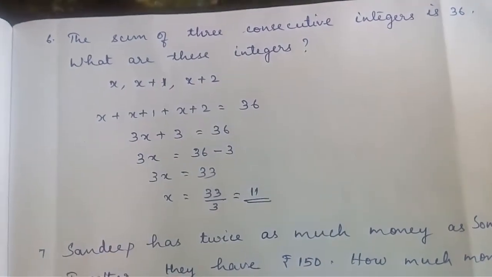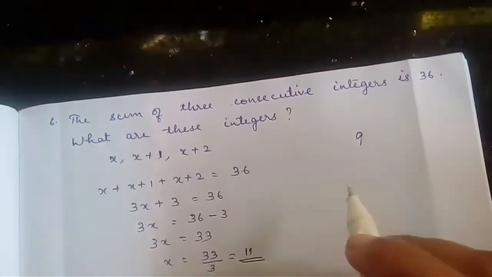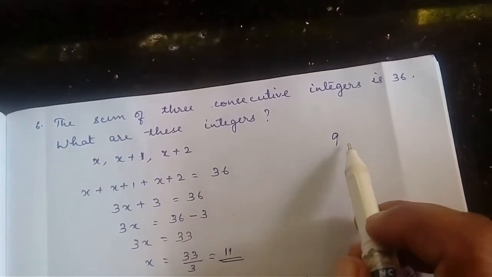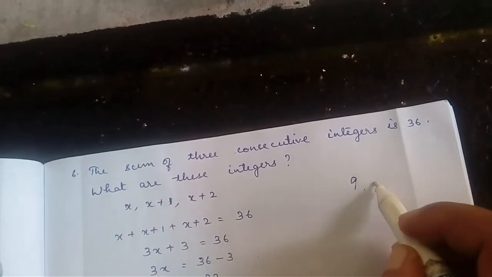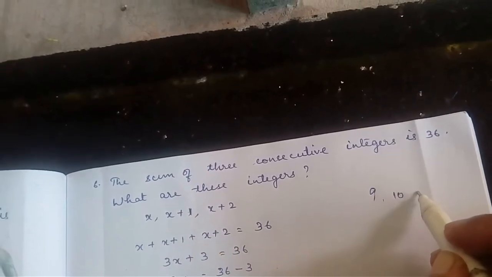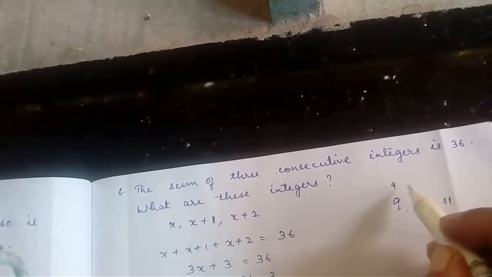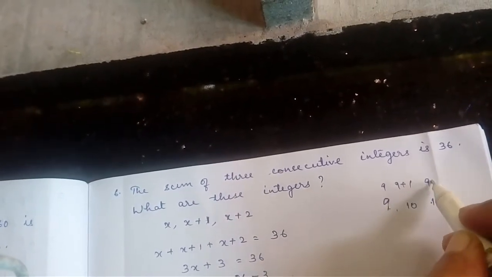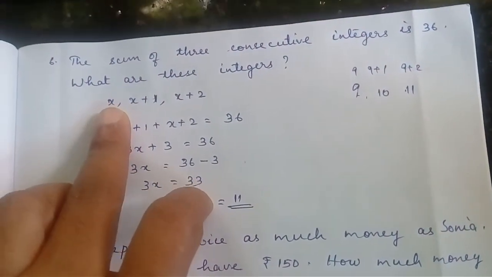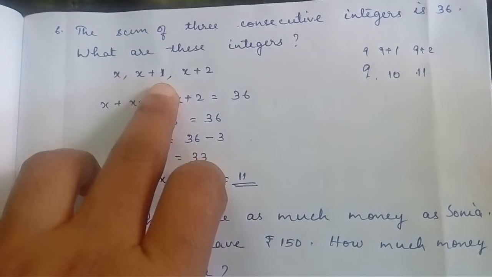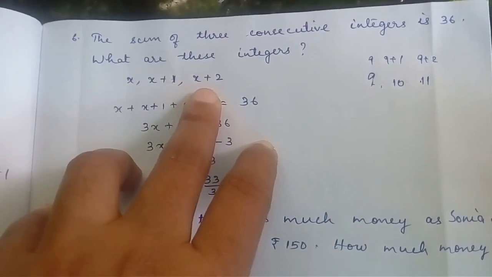For example, if we are considering the first number as 9, instead of x we are taking 9. Then what will be the next number? 9 plus 1, 10. Next number is 9 plus 2, 11. Okay, this is 9, then 9 plus 1, next is 9 plus 2. So its general form is x. Instead of 9 we are taking x. Then the next number is x plus 1 and the third number will be x plus 2.